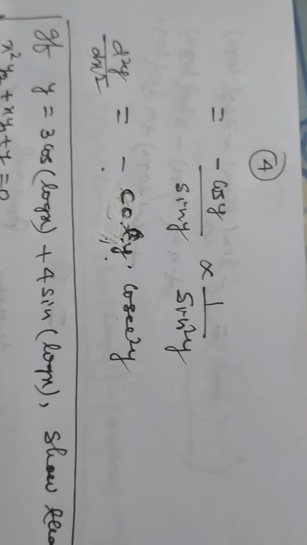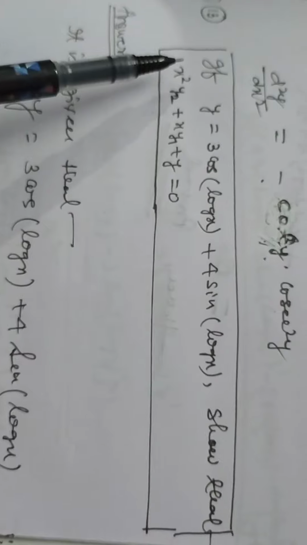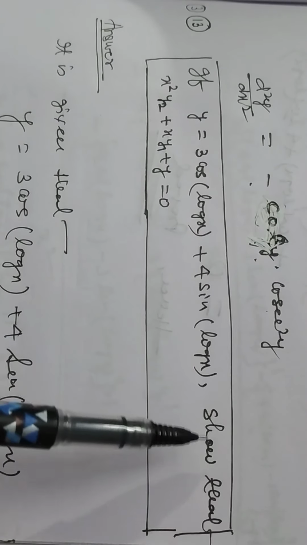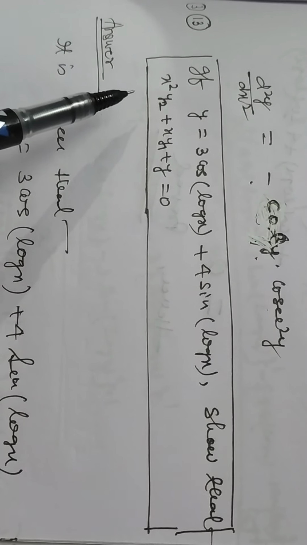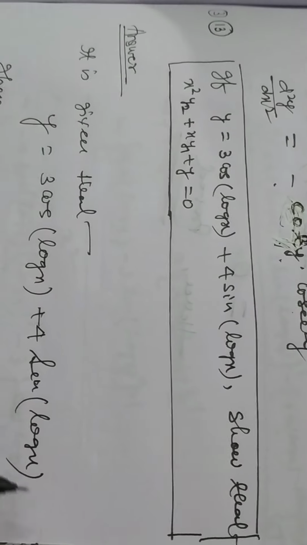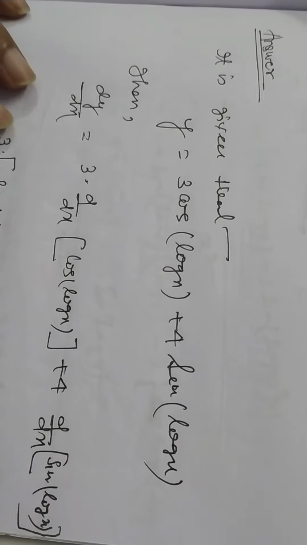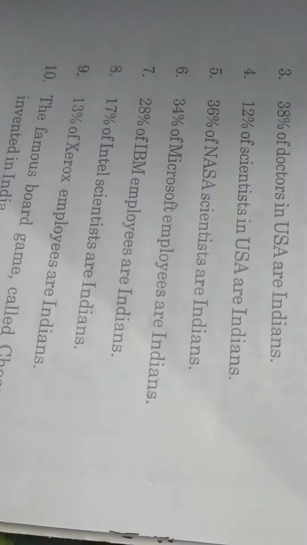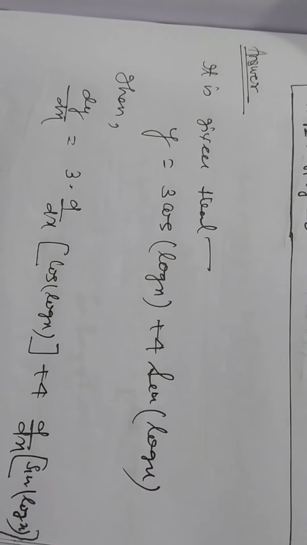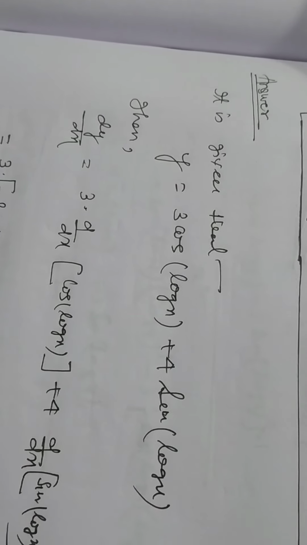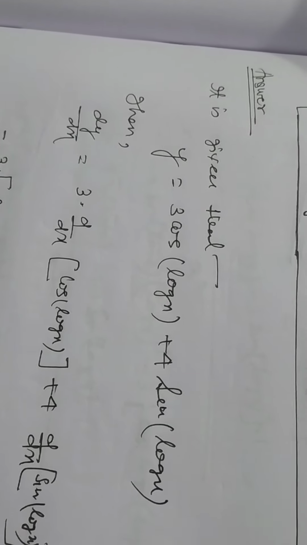So now I want to solve problem number 3 of this exercise, serial number 3. If y is equal to 3 cos log x plus 4 sin log x, show that x square y2 plus x y1 plus y is equal to 0. My dear student, it is a very long problem, though I solved it. So I hope you will solve this problem. Now, this problem is for your homework.